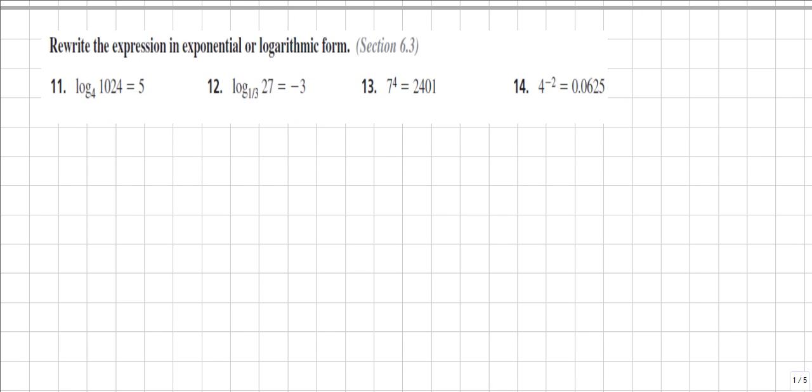Okay, the next one just says rewrite the expression in exponential log form. So I'm going to change their form. So the first one, it's going to be 4 to the 5th is equal to 1024. The next one will be 1/3 to the minus 3 is 27.